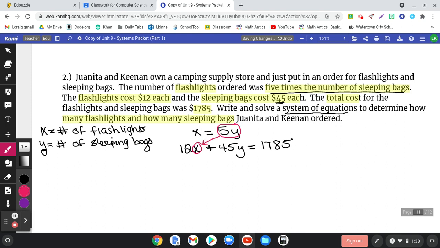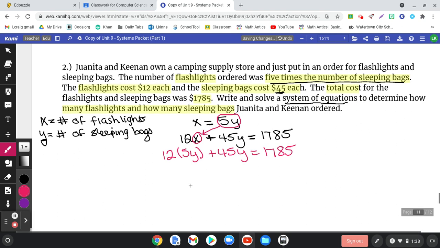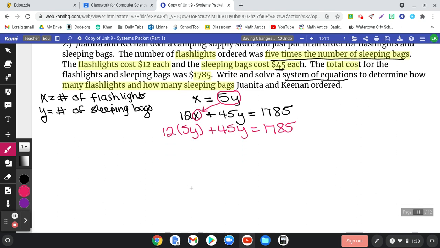If X is equal to 5Y, again, it's kind of like using 4 quarters instead of $1. Instead of 12 times X, I'm going to do 12 times 5Y plus 45Y equals 1,785. All right, so let's just multiply and see what happens. We have 12 times 5 should be 60Y plus 45Y equals 1,785.